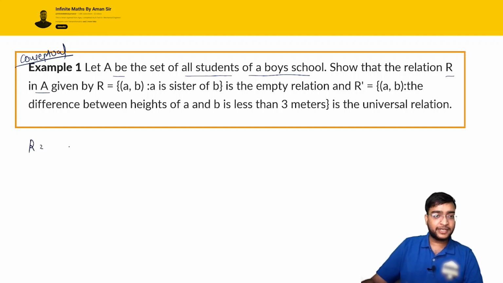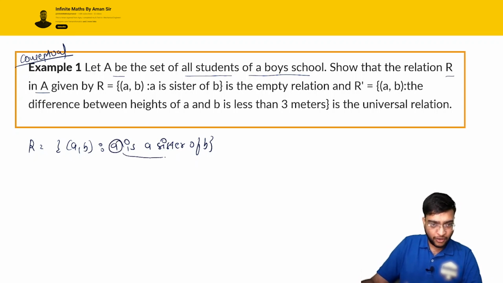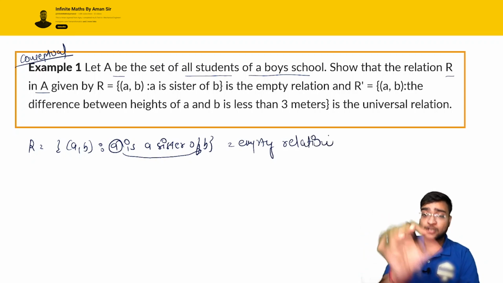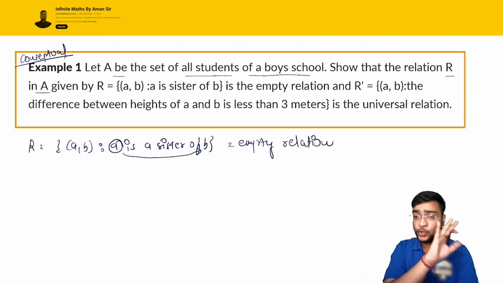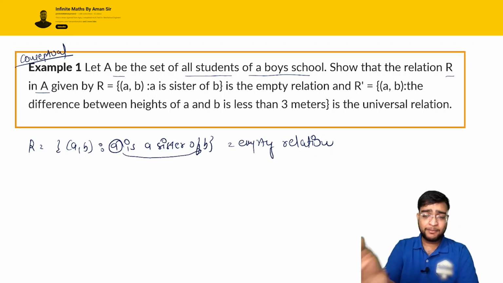the relation R is given by A comma B, where A is a sister of B. No problem. There are some students, and I'm taking all those students, where the student A is a sister of B. I'm showing that this relation is actually an empty relation. I'm showing it with my logic only, not with anything mathematical.